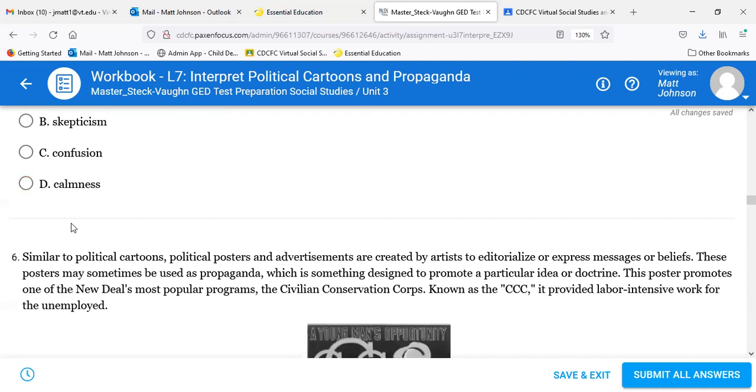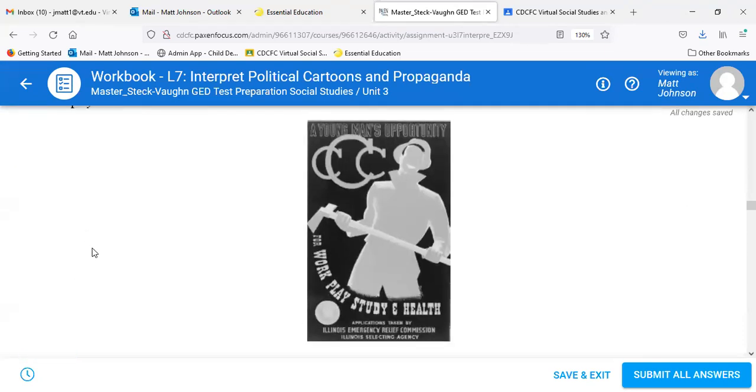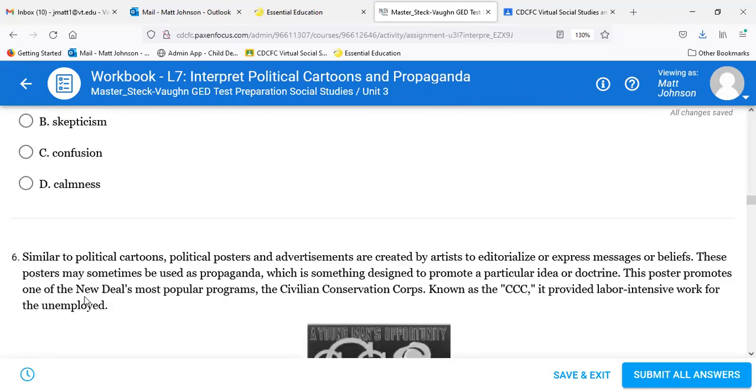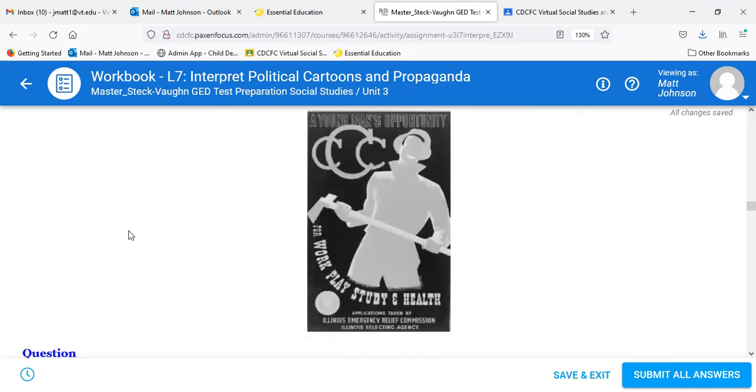And yeah, so here we have a new poster, basically. So it's similar to political cartoons. Political posters and advertisements are created by artists to editorialize or express messages or beliefs. These posters may sometimes be used as propaganda, which is something designed to promote a particular idea or doctrine. So here's a little bit about propaganda towards the end of our workbook here. This poster promotes one of the New Deal's most popular programs, the Civilian Conservation Corps, known as the CCC. It provided labor-intensive work for the unemployed. So yeah, this would have been commissioned by probably, like it says here, the Illinois Emergency Relief Commission. So they probably asked an artist to make up this poster.